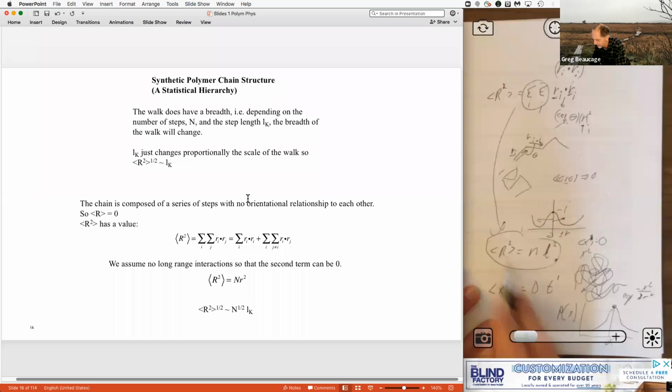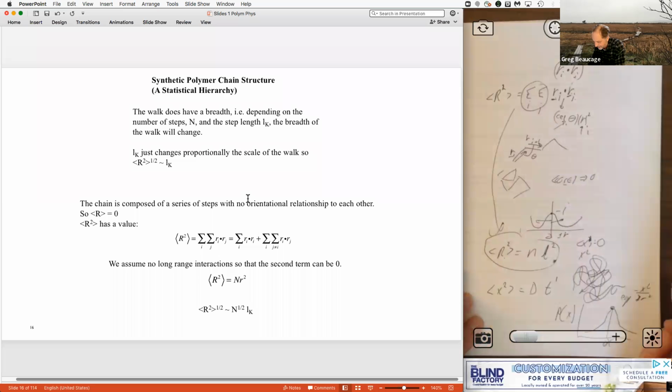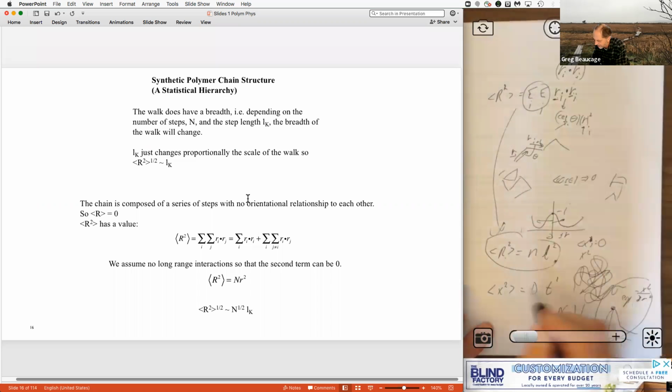These two things are the same problem. Doing this random walk and doing this Brownian motion are the same problem. So the math is the same. So where did all this come from? Like this diffusion coefficient and all this business.